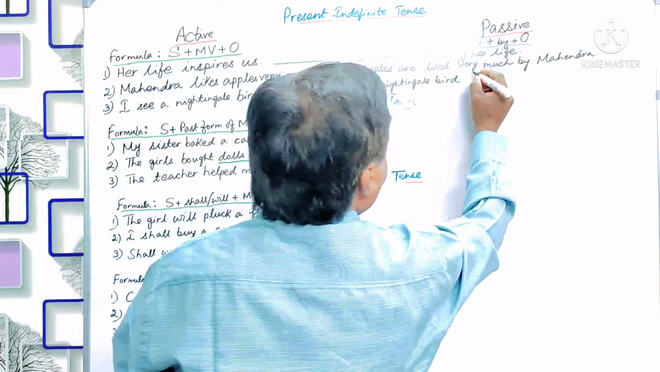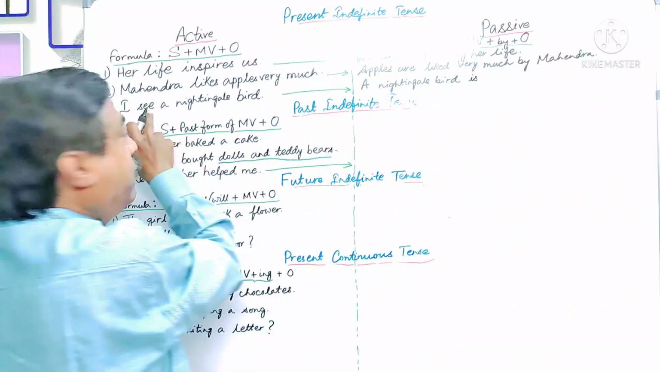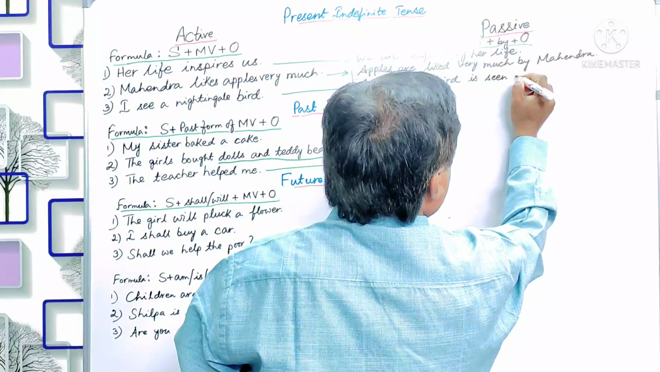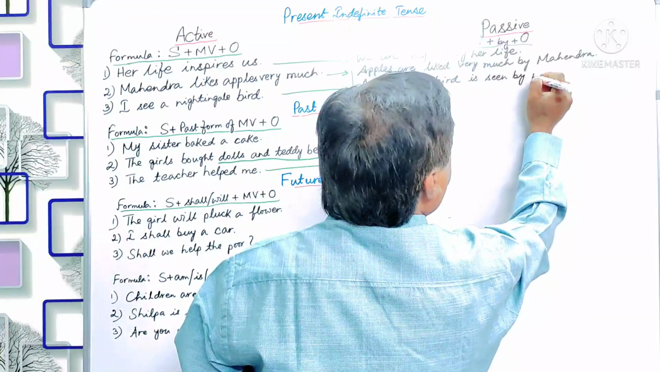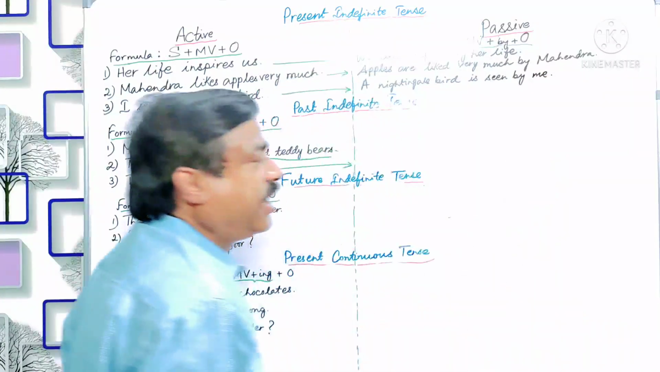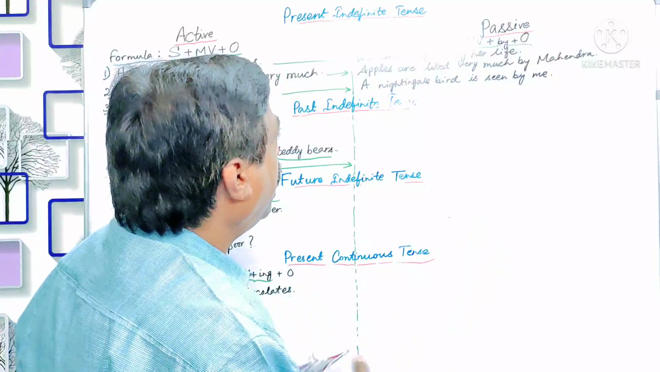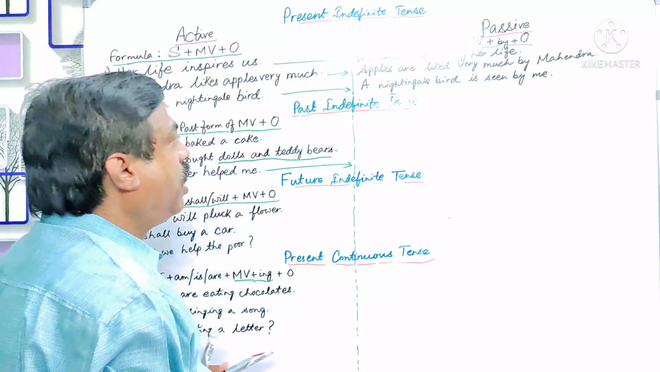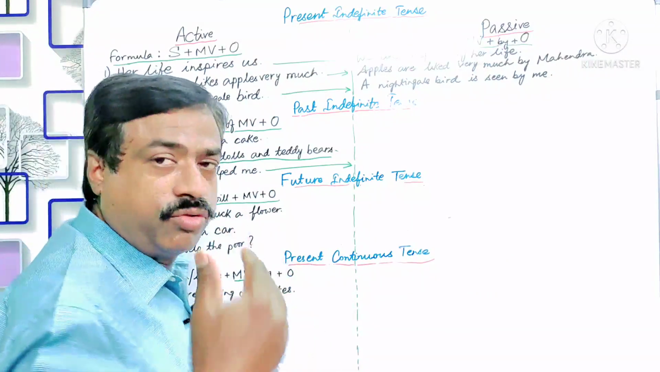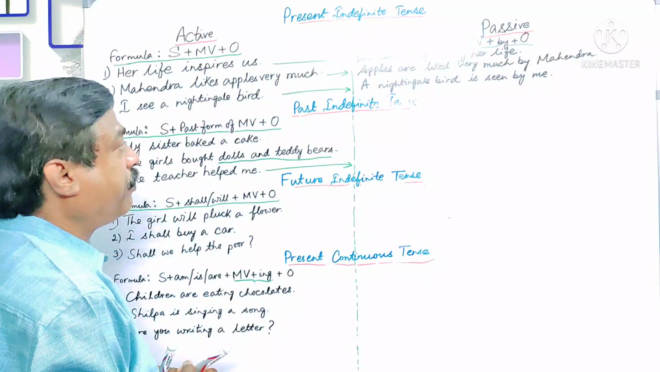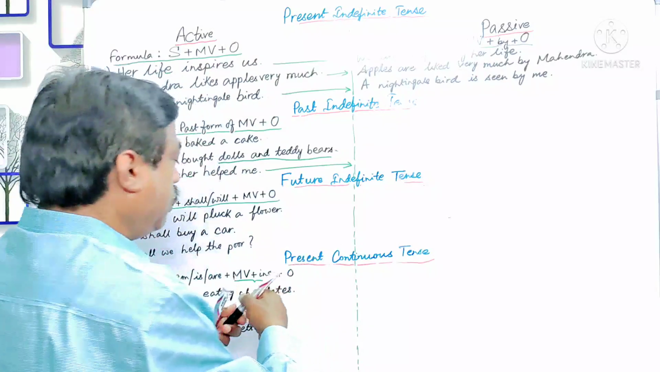Then here is the main verb. Here is see, saw, seen, by whom? By me. I changes and becomes me. A nightingale bird is seen by me. I think it is getting clear to you, and as it will progress, it will become even much more clear.